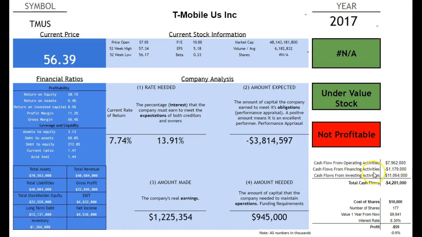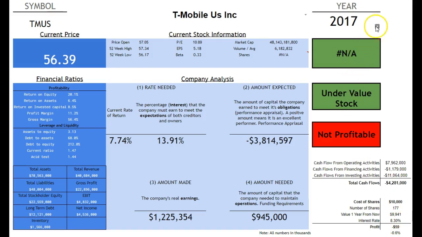Here at the bottom right side, these are the cash flow activities for 2017 for the T-Mobile company. As we can see, in 2017 they had a total of negative cash flows, meaning they spent most of their money investing. And at the bottom right corner, it basically tells me if I spent $10,000 today, these are the number of shares that I would get. And at the end of 1 year, based on this rate of return, I would actually lose $59. So I would have to take that into consideration.